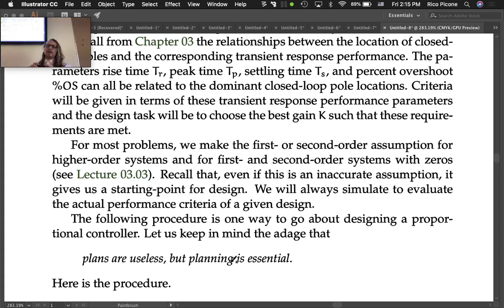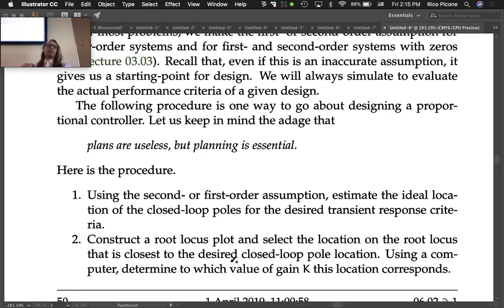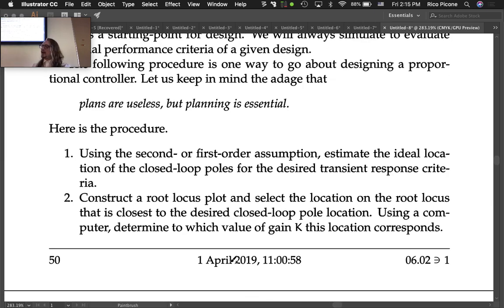The following procedure is one way to go about designing a proportional controller. Let us keep in mind the adage that plans are useless, but planning is essential. Anybody who's written a note card for their exam before knows this. You write your note card and then you never look at it the whole exam, but if you never wrote the note card, it would have been a problem. So writing that note card tends to help you study for the exam. Okay, so here is the procedure. This is a guideline to keep us honest, to keep us moving in the right direction for our design, but we can do different things as well.